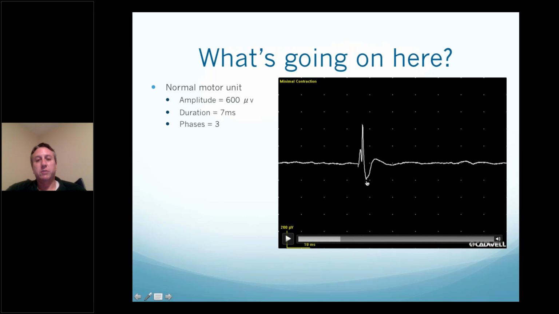Yeah. So this would be a pretty big sized fib. The duration is counting from where the waveform begins, right over here, to where the waveform goes back to baseline, which would be around here. With a sweep of 10 milliseconds, this is a little bit less than one full box going across, so that would be estimated about 7 milliseconds. The phases are 3 phases, because phases is how many times the waveform crosses the baseline. So this would be going up from here, and it goes back down, but it doesn't cross.